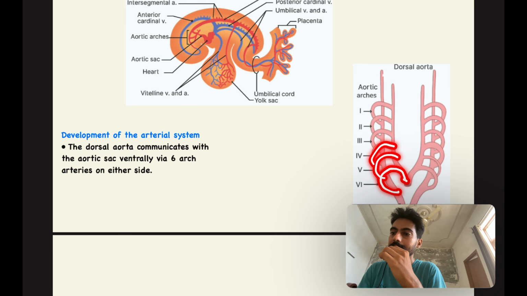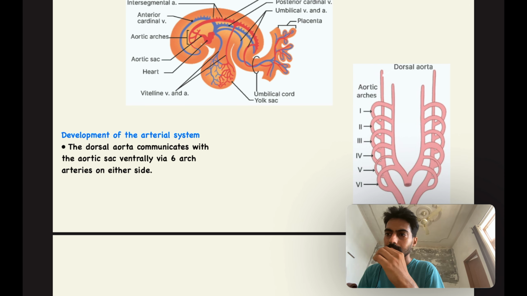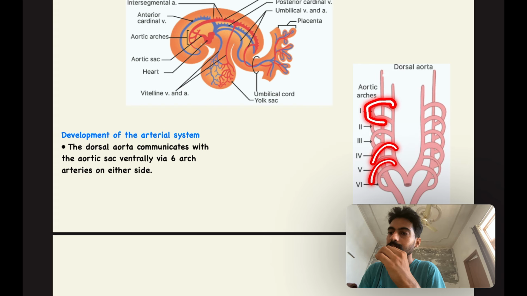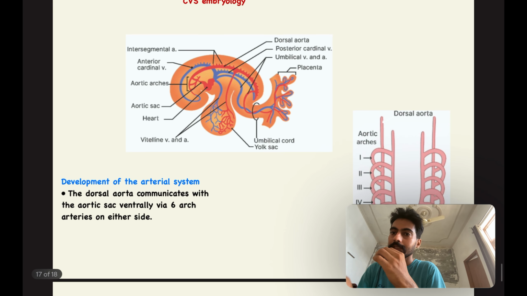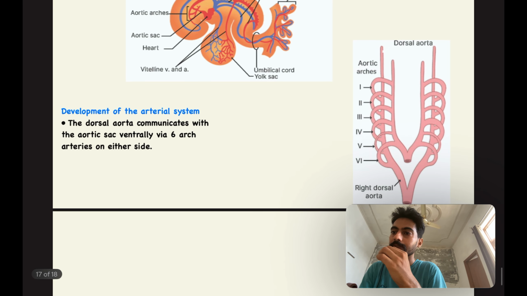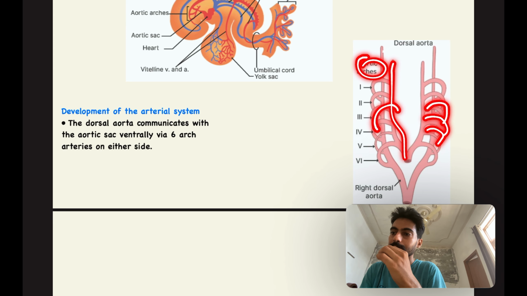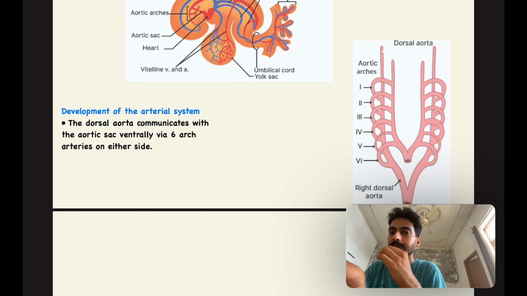The aortic sac and dorsal aorta are interconnected by 6 aortic arches. These are blood vessels which are called aortic arches. As they make an arch, they connect the dorsal aorta and aortic sac together. As we can see, this is one side, and on the other side it is the same. These are our right aortic arches, and these are our left aortic arches, and posteriorly we have the dorsal aorta.